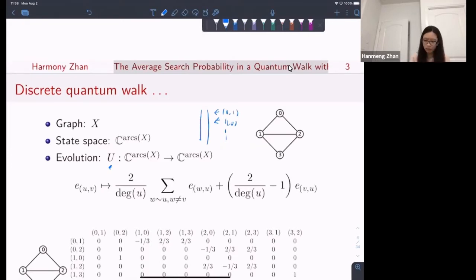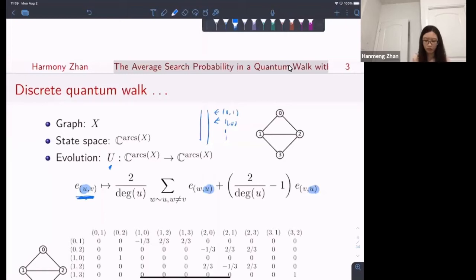Okay. So let me pick a basis vector, which is this one. This means the characteristic vector of a particular arc UV. So after the action of U, it gets sent to a linear combination of arcs entering U. So let me use a different shape. So you see WU, and you see the opposite arc, which is VU. Okay, so that's part one of the evolution.